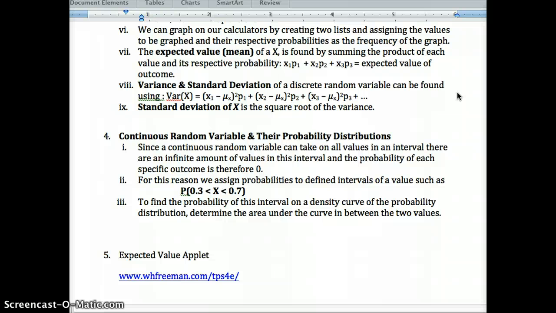So when we're looking at continuous random variables, we're looking at the probability that a value lies within a range of values, since there's an infinite amount of numbers between 0.3 and 0.7. So with continuous variables, the values don't have to be specific values; they can take on a range of values in an interval. We'll look at the probability that it lies within an interval.